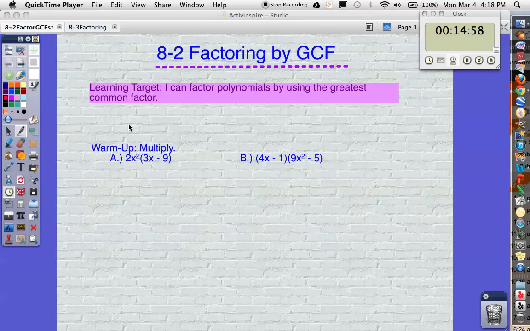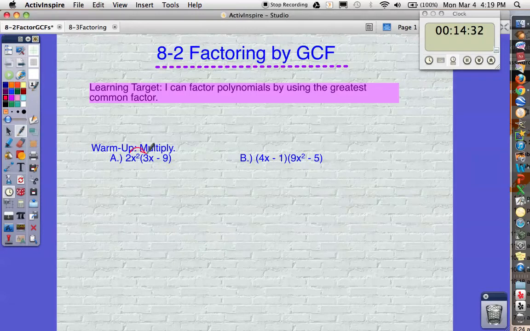Now that we've learned about GCFs of both just numbers and also polynomials, we're going to learn how to factor by GCF. So we're going to pull out the greatest common factor that a binomial or trinomial or polynomial has in common. First, to warm up, try these two problems.